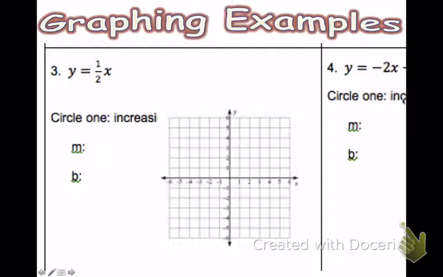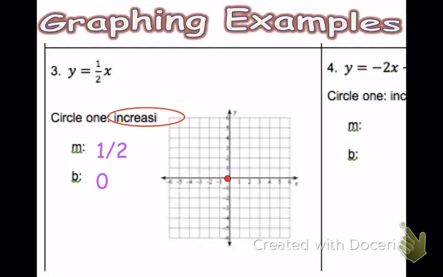So let's identify our information. Looks like this one got cut off a little bit by the graph. So let's say this one is increasing. Again, the words increasing, decreasing got cut off by the graph. My slope is 1/2, and my y-intercept is 0. Remember, there's no number at the end. It's a 0. So we're going to start on the y-axis at 0, which is located at the origin.